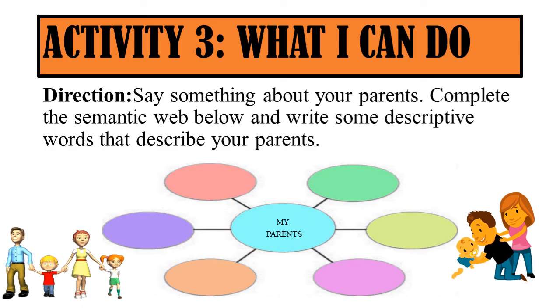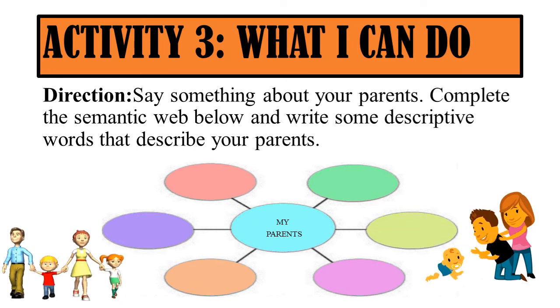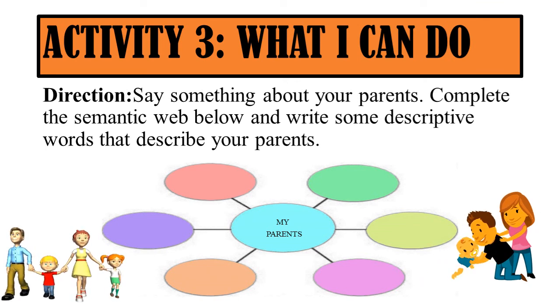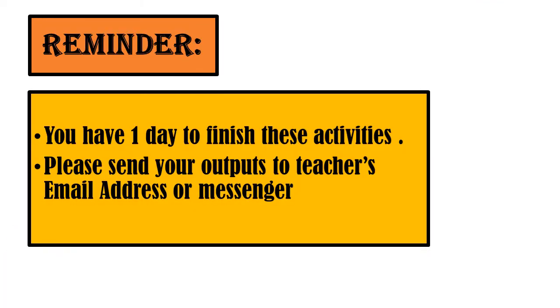How about our next activity? Activity number 3, entitled What I Can Do. Direction: say something about your parents. Complete the semantic web below and write some descriptive words that describe your parents. Reminder: you only have 1 day to finish these activities. And please send your outputs to teacher's email address or messenger.